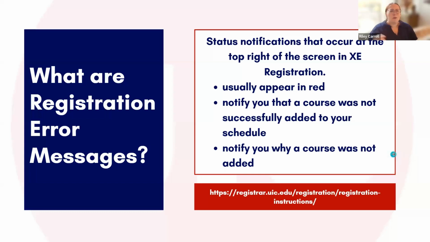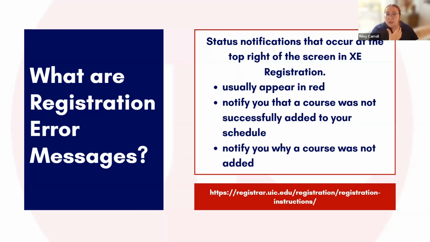So first off, what are error messages? Error messages are status notifications that occur at the top right of the screen in XC registration. The same error messages will also appear in the course summary chart in the bottom right of the portal under the status column. So you'll see a column that displays that error, as well as a little window or bar that occurs at the top right corner of the screen.